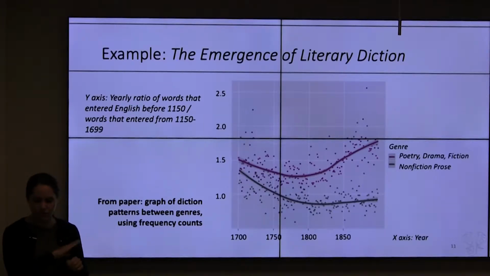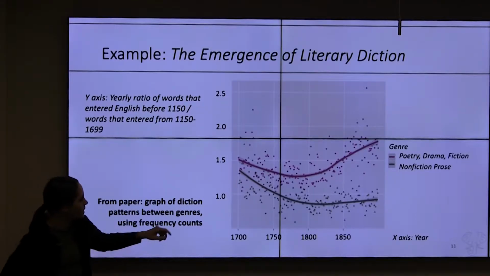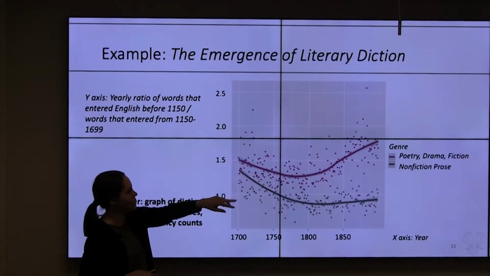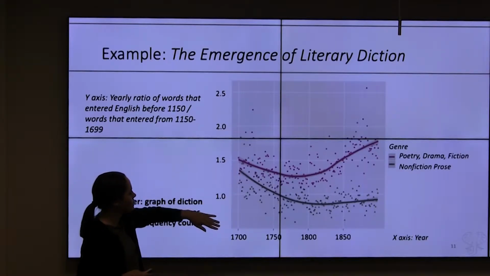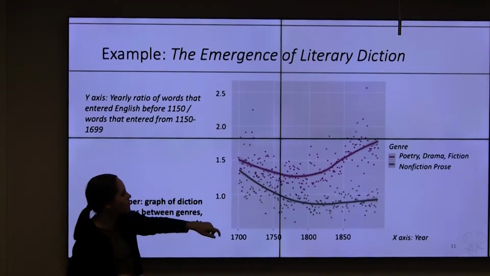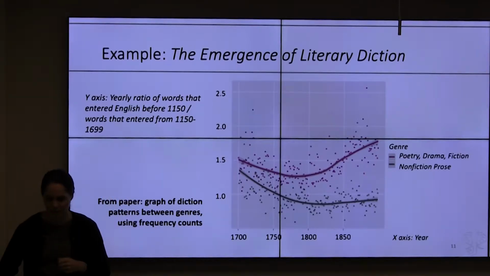And then the graph is showing the gradual increase in the use of new words in both categories until about 1775, when older words began to be more prevalent in poetry, drama, and fiction. So they're showing that whereas earlier in time, these genres tended to use the same kinds of words, there's a split that happens, so that nonfiction prose tends to use words that have entered the English language more recently, whereas poetry, drama, and fiction were using words that had been around for longer.